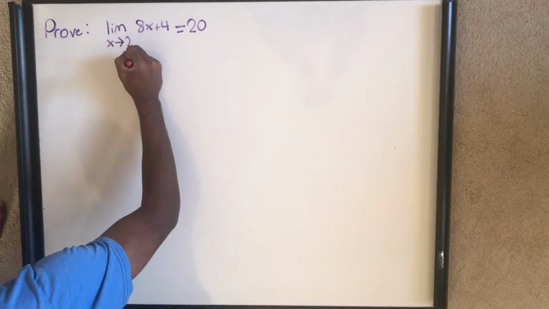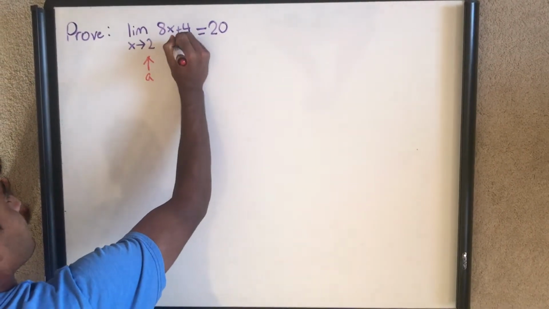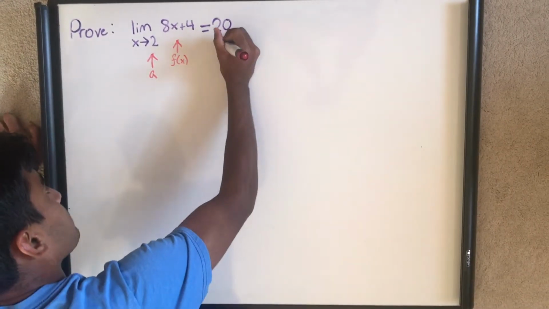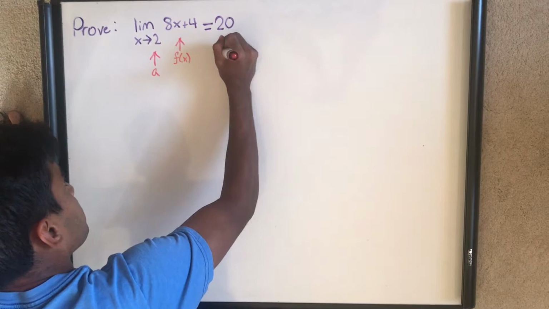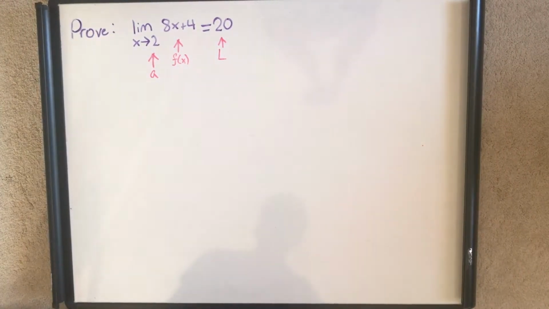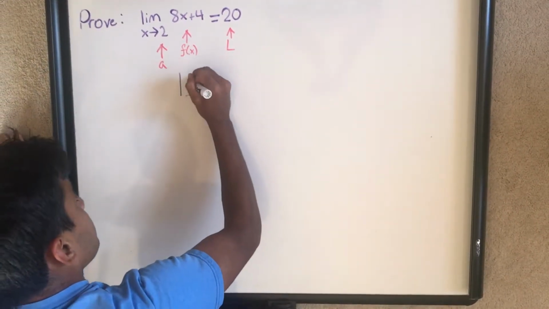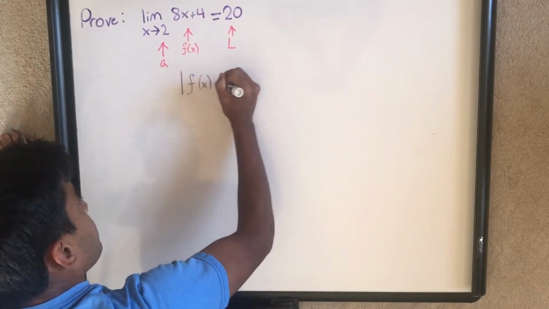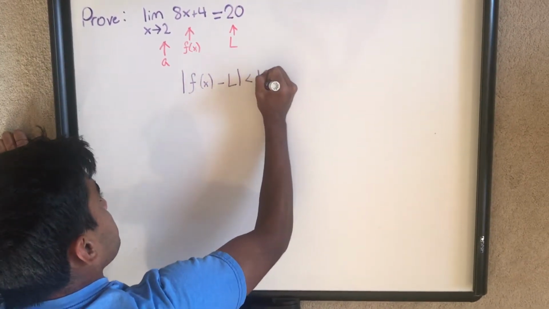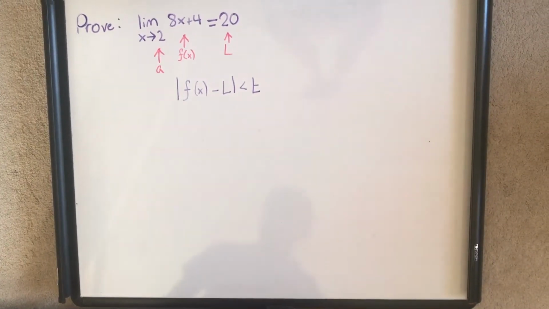So we're going to go ahead and prove the statement that the limit as x approaches 2 of 8x plus 4 equals 20. The first thing we're going to do is assign our a, f of x, and L values. So a is 2, 8x plus 4 is f of x, and 20 is L. Since we are dealing with a limit, and if it is to be a limit that is true, we know that the absolute value of f of x minus L will be less than epsilon. Given that, we can go ahead and plug in values from the original equation.